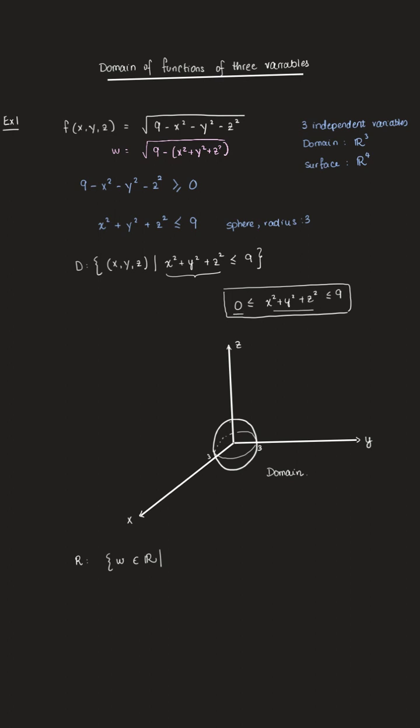And then the smallest, x squared plus y squared plus z squared, is 0. Since we're subtracting it from 9, that means the largest value that w will take will be the square root of 9, which is 3. And that's going to give us our range from 0 to 3. And that's the domain and range of this function.